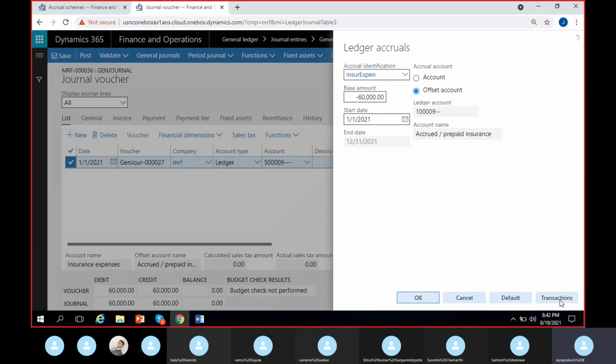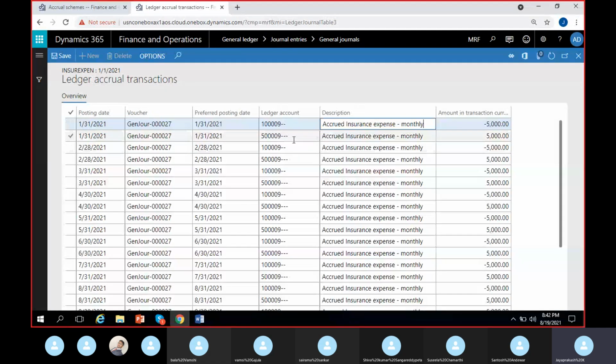If I click on transactions now, I can see the same entry, but this one shows up and this one shows down. Debits and credits are the same, but just for view's sake, the accrued insurance will show on top as a credit, and the insurance expense account will show as a debit. It is the same entry, just the sequence changes. This one goes up and this one goes down in every single transaction or date. That's it, just for view's sake only.